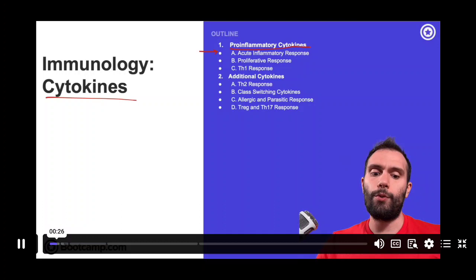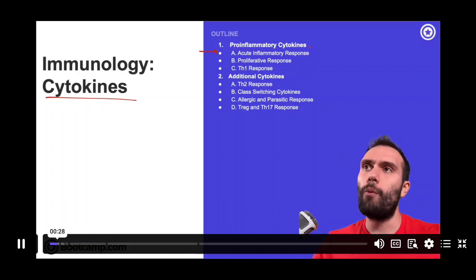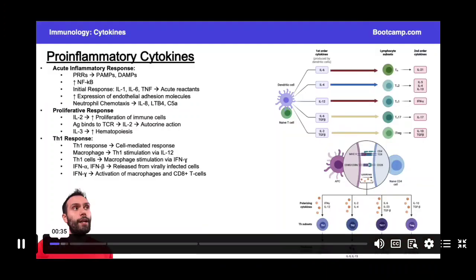We'll start with the pro-inflammatory cytokines, just because we've talked so much now about the acute inflammatory response. It's going to make for an easy transition. And then we'll talk about some additional cytokines, some things that we haven't quite talked about as much yet. Going on to that, we'll talk about pro-inflammatory cytokines first.